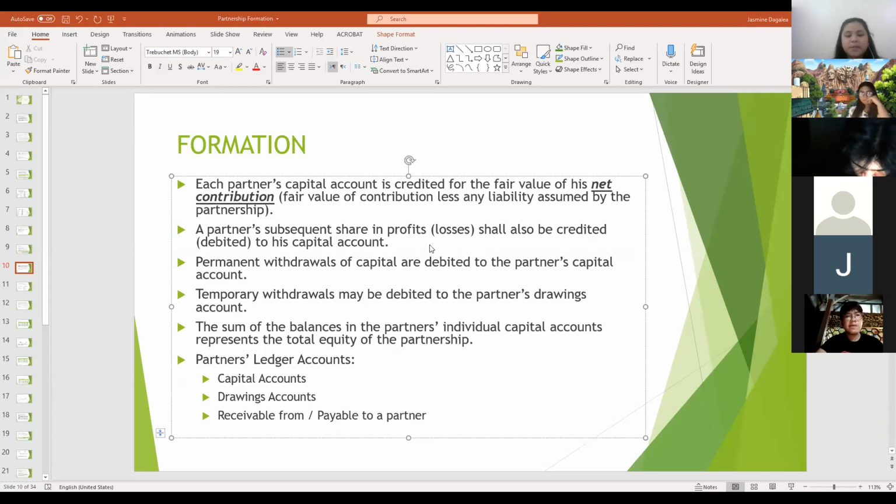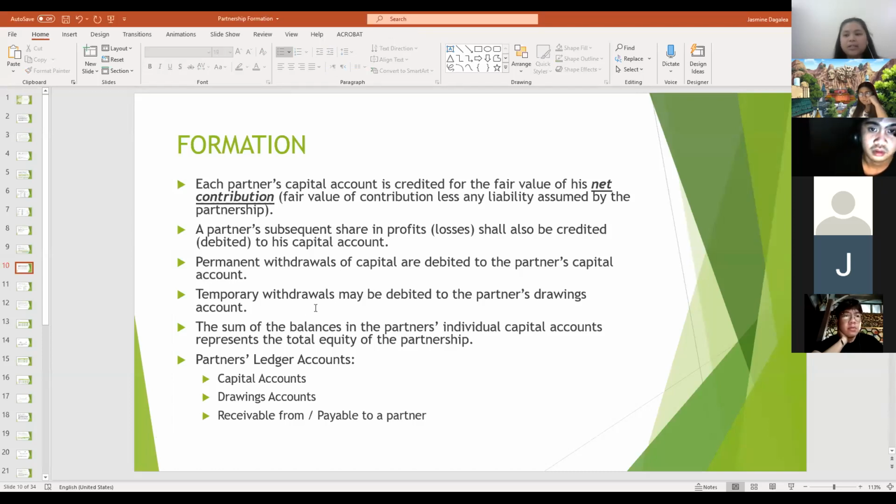Sa number 2, as mentioned, any profits or losses will be credited or debited to the capital account of the partners. Permanent withdrawals of capital are debited to the partner's capital account. Same lang sa sole proprietorship. Pag may drawings or withdrawal yung isang partner, ide-debit din yung sa partner's capital account. Temporary withdrawals may be debited to the partner's drawings account. Pag permanent, sinasabi, directly na i-debit sa partner's capital account. Pag temporary naman, doon sa partner's drawings account.